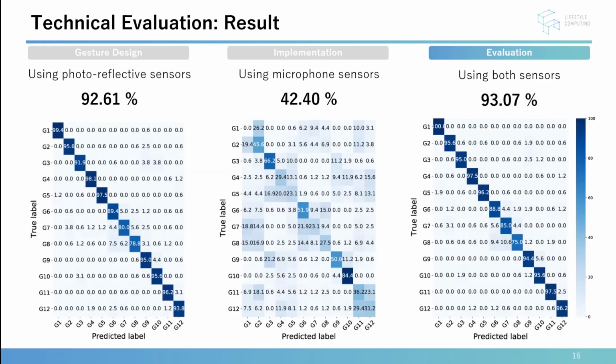The result of the experiment is here. We got 92.61% by only using photoreflective sensors, but we got only 42.40% accuracy by using only microphone sensor data. By using both sensor data, we got an average accuracy of 93.07%.